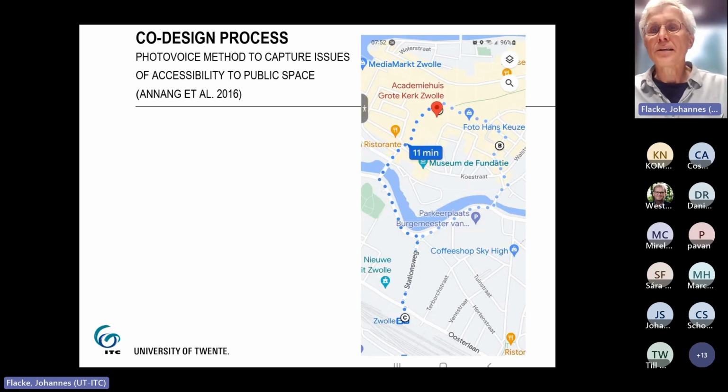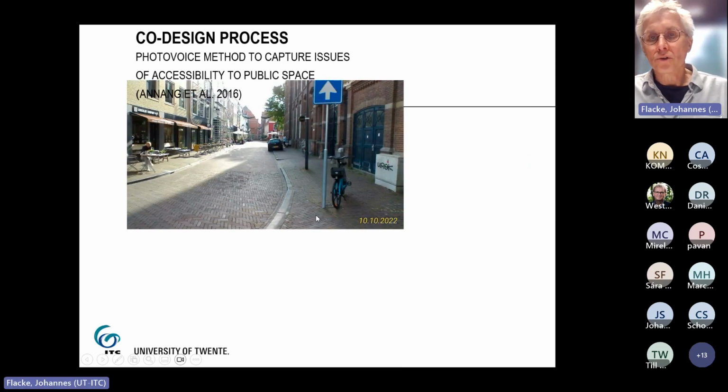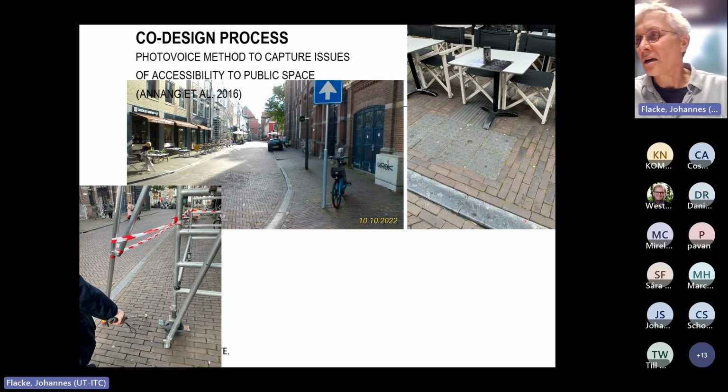To illustrate how we did that, we first defined together with them the route. That's the route that we walked together in the city of Zwolle for an hour and a half. And while we walked, they took photos. They took photos of issues that are barriers for them, that are problems for them. That informs us what the issues are that they want to capture with such a tool.